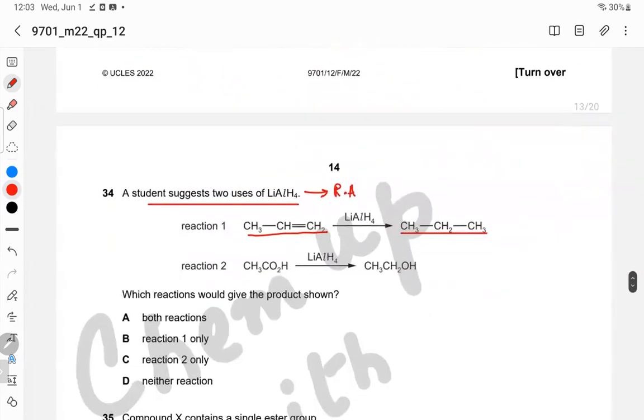Okay, now an alkene is converting into an alkane by a reducing agent, and in the second reaction ethanoic acid is reduced into ethanol. And let me tell you, this reducing agent can reduce carboxylic acid into alcohol, but not alkene into alkane. So which reaction gives the product? In reaction 2, we will get a product. In reaction 1, we will not get a product. Yes, Tisha and Taha, very good. Your answers are correct.